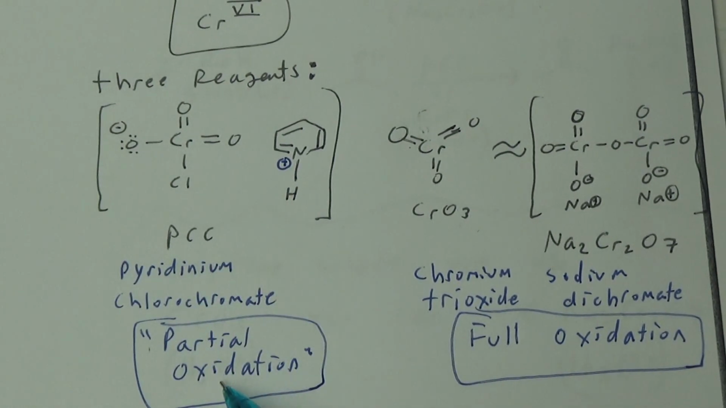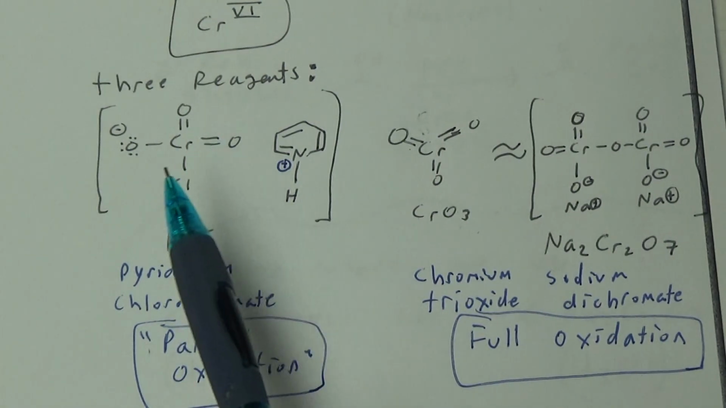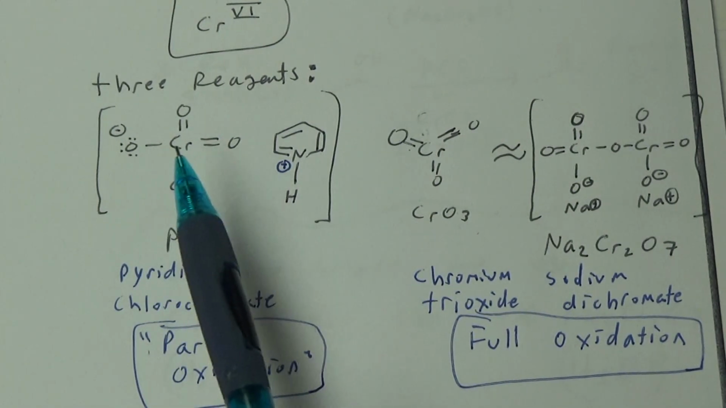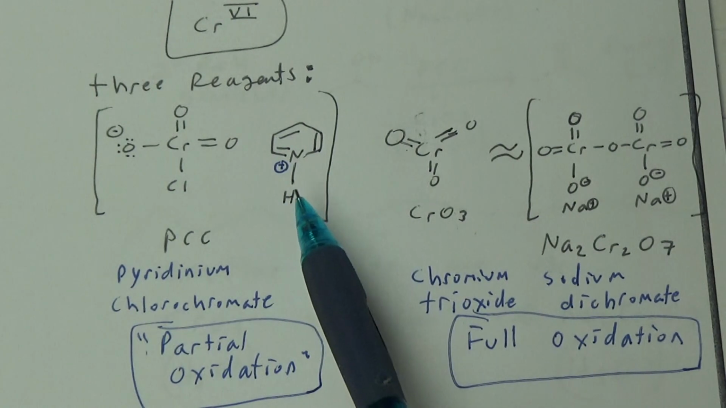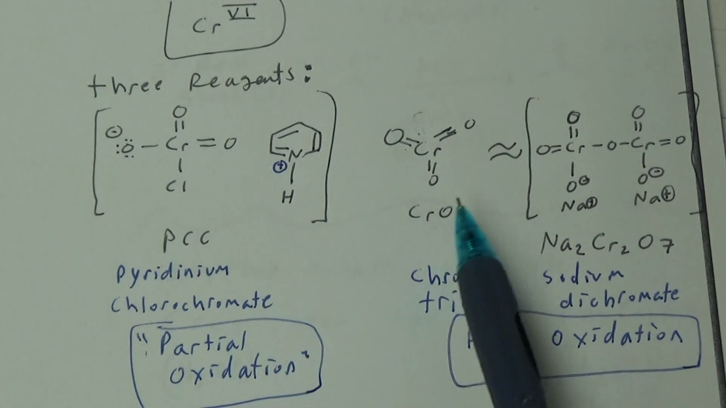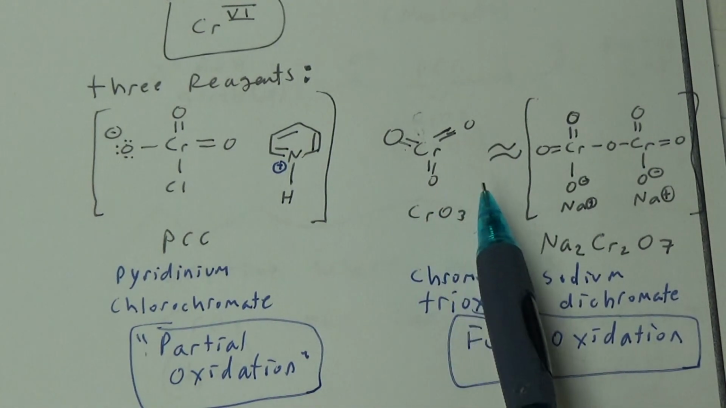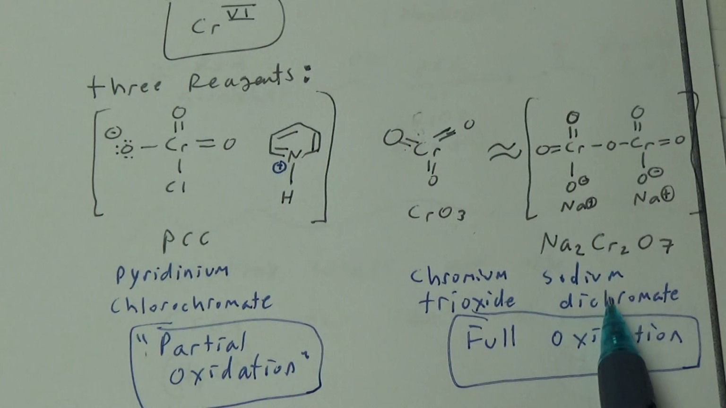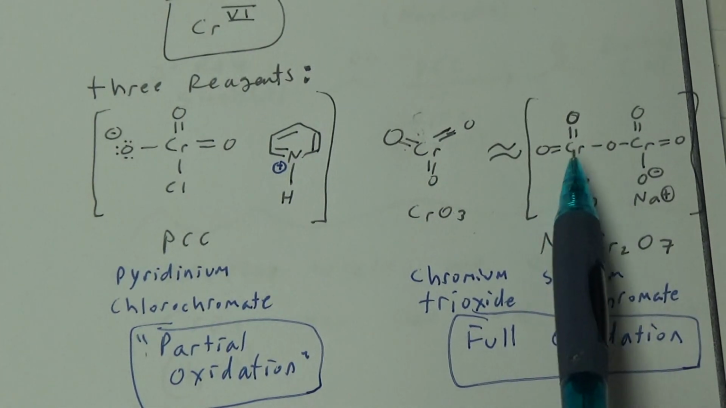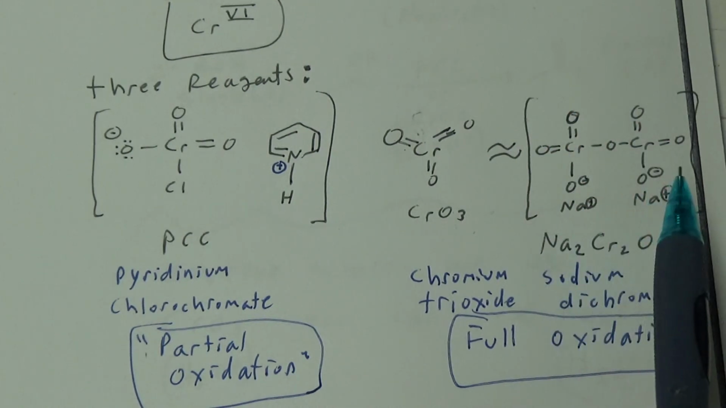PCC is the partial oxidizing agent. It's chromium with 6 bonds to things, O- and Cl, and the other double bonds. Pyridinium is this thing, it says pyridinium chlorochromate. And then for full oxidation, we have CrO3, chromium trioxide, and sodium dichromate, which is Na2Cr2O7. So it's 2 chromiums, 7 oxygens, and a pair of sodiums.